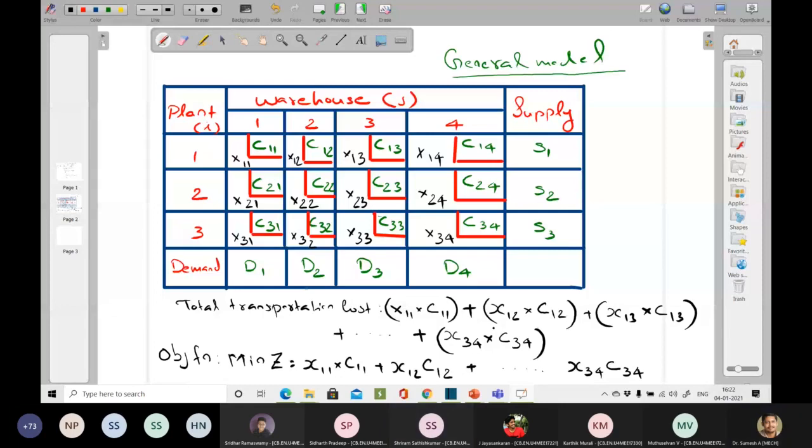Why less than? Demand can be less than supply, no sir. Pardon me? But it can be, demand could be less than supply. We are having more supply than the demand, maybe in that case. X11 plus X12 plus X13 plus X14 less than or equal to S1. Why less than? Because supply should be greater than demand, sir. Otherwise, it won't work, right.